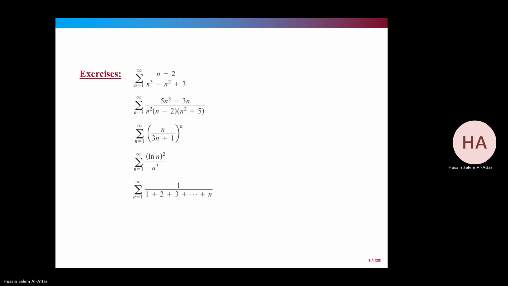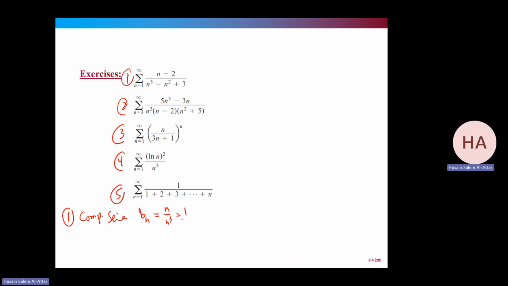Okay. The first one, powers. So I have my comparison series. Let me call it 1, 2, 3, 4, 5. In case 1, what will be my comparison series? I'll take Bn to be n over n cubed, 1 over n squared. Do the limit as n goes to infinity.